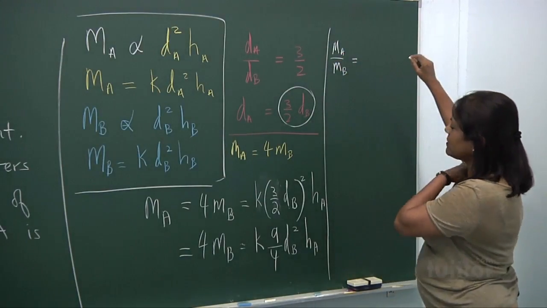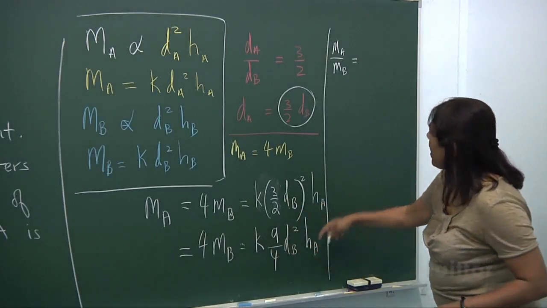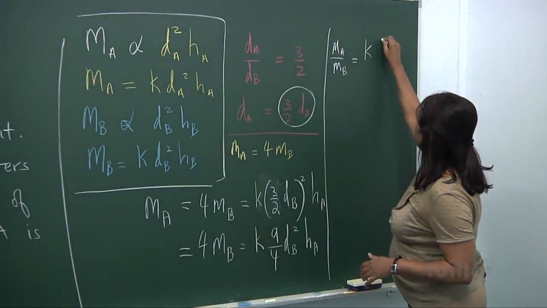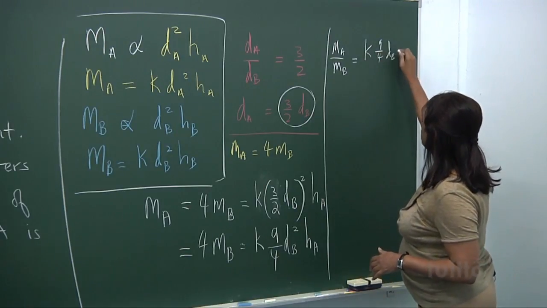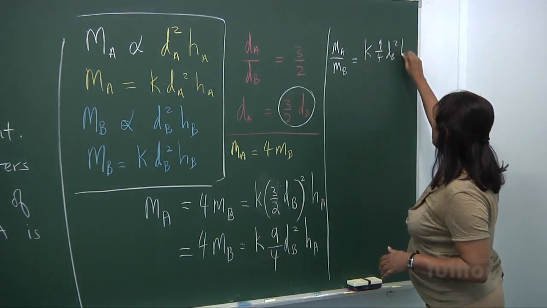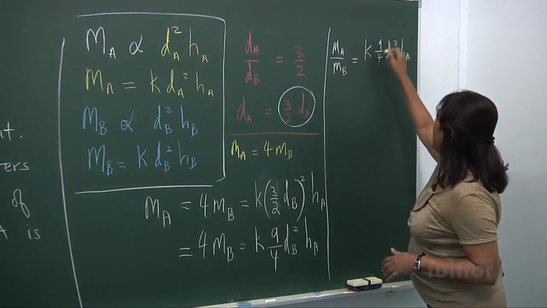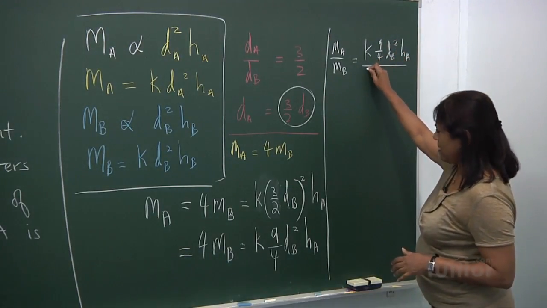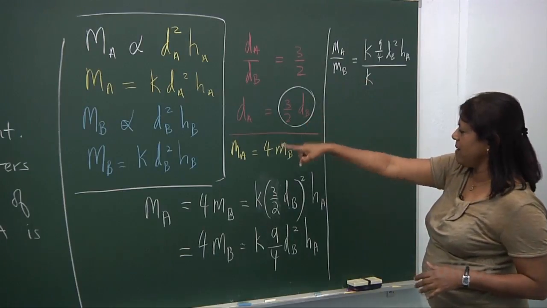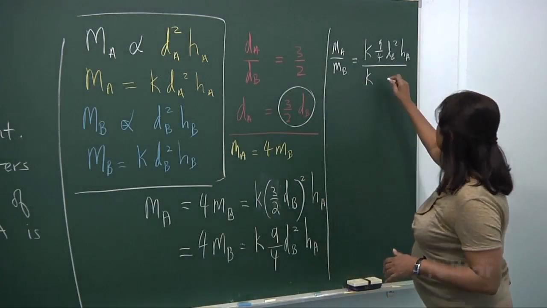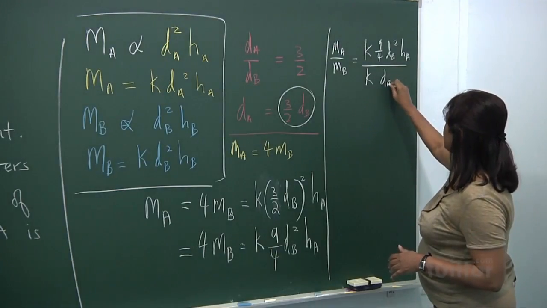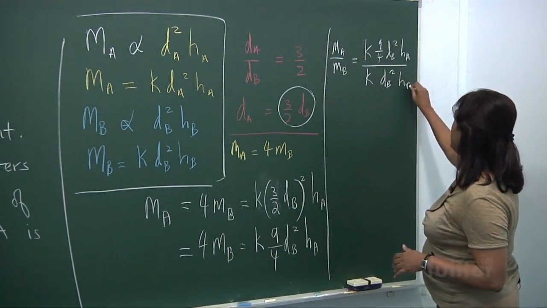Which is equal to mass of A. We got that: K times 9 over 4 dB squared HA. And the mass of B is K times dB squared HB. Look at that formula: mass of B, dB squared HB.